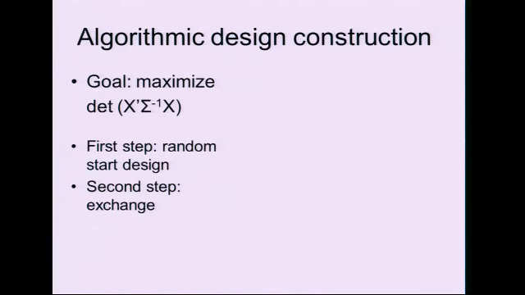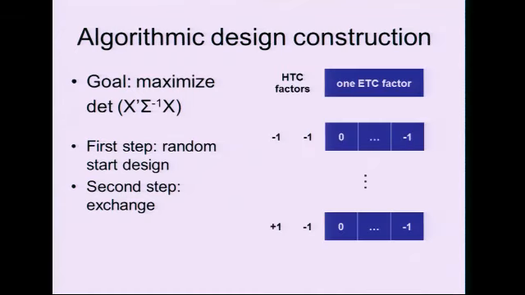Let's look at the steps of a typical algorithm to maximize this determinant. The first step is very simple. Generate at random a design with settings of the whole plot factors and the subplot factors. And then the second step is try to improve this design by making changes of the settings of the factors. And that's what I'm going to demonstrate now.